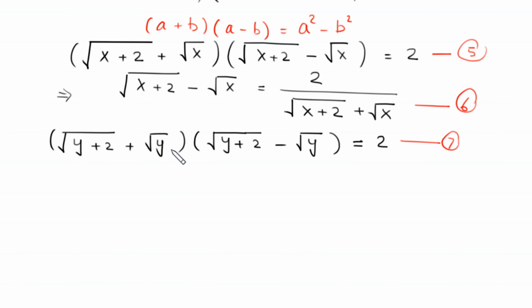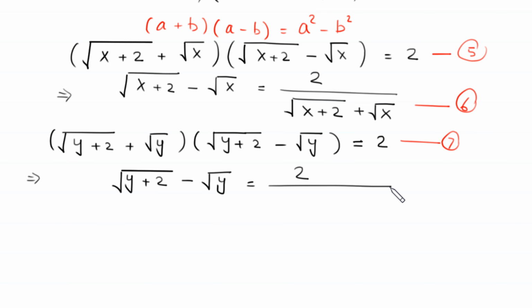Now if we divide both sides of this equation by √(y+2) + √y, this implies that √(y+2) - √y = 2 / (√(y+2) + √y). Let's call this equation number 8.